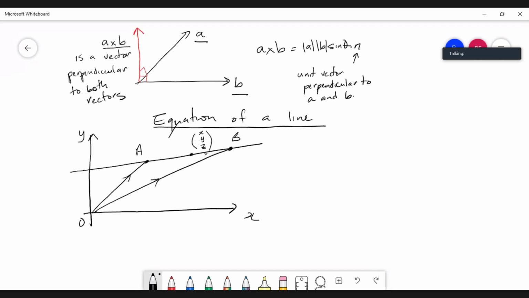All right. So suppose we have a line passing through A and B. I'm going to give OA a position vector, and let us say it is, I'm going to write it like this, (2, 3), and let us say that we have OB, and OB is (5, 7).